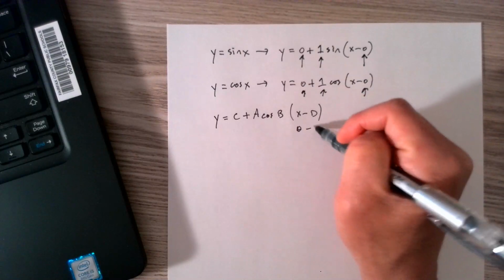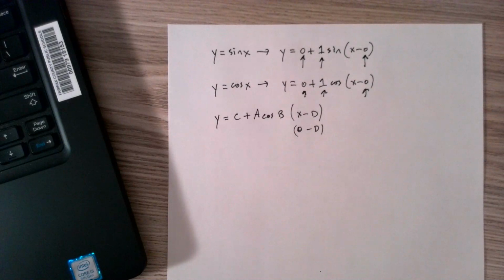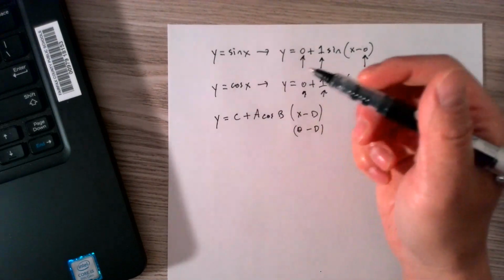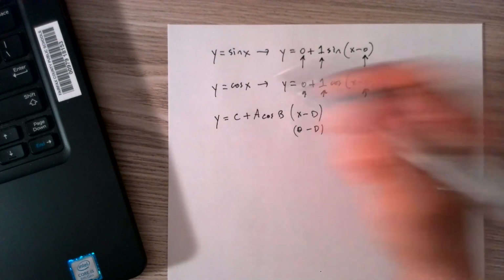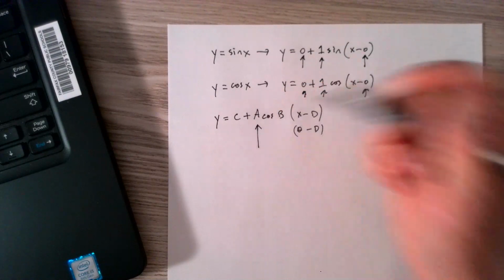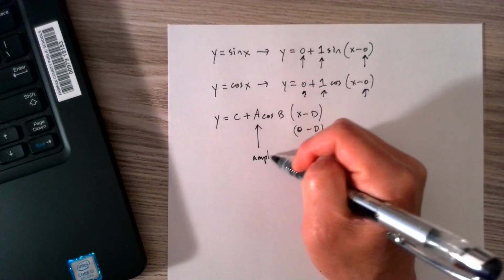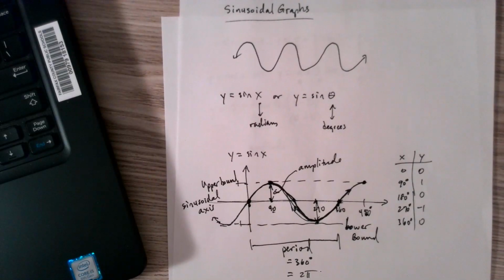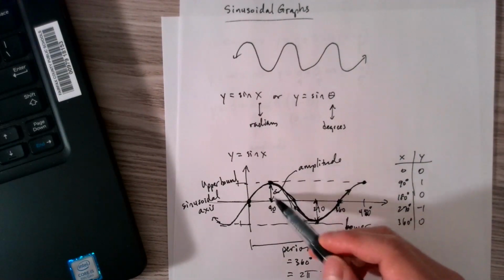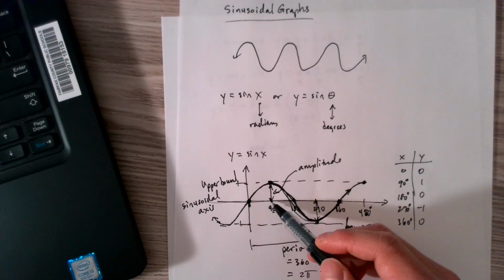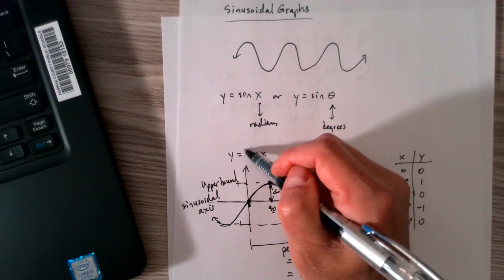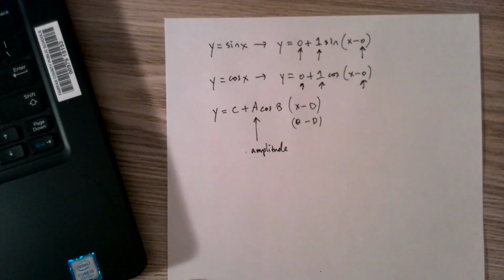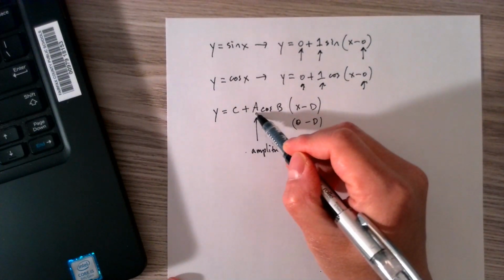I could also use theta minus d. Okay, we'll see. Let's start with A. That's the amplitude. So back in our sinusoidal, y equals sine x, the amplitude, as I pointed out earlier, is 1 in that case. And 1 is also the coefficient here. So when A is 1, you get an amplitude of 1.